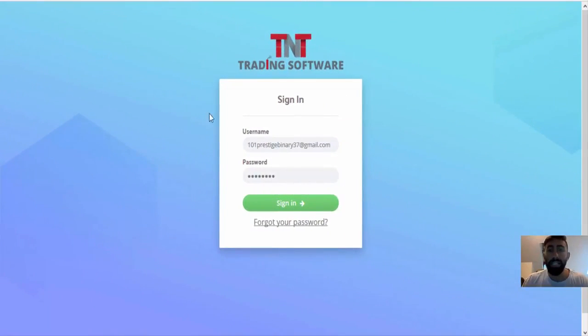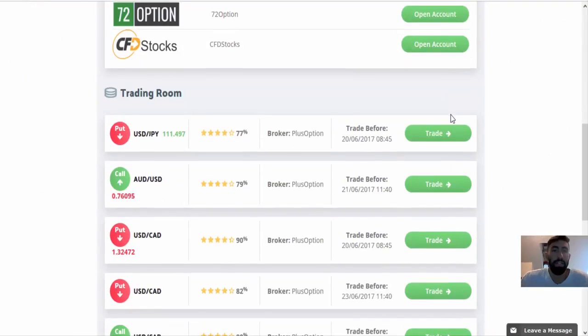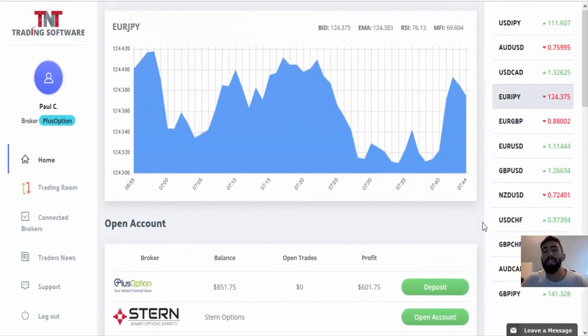Alrighty, guys, we are back. The time is up, so let's go back into TNT Trading Software. Let's take a look at the results. We didn't have to wait long at all for those trades to close. They all had expiration times ranging between 15 to 30 minutes, which is great. I prefer trades within that time frame rather than waiting a couple of hours to see if you made any money or not. And as you also see, it's very simple to use the software just by clicking the trade button. So this program is very simple and user-friendly, especially for beginners.